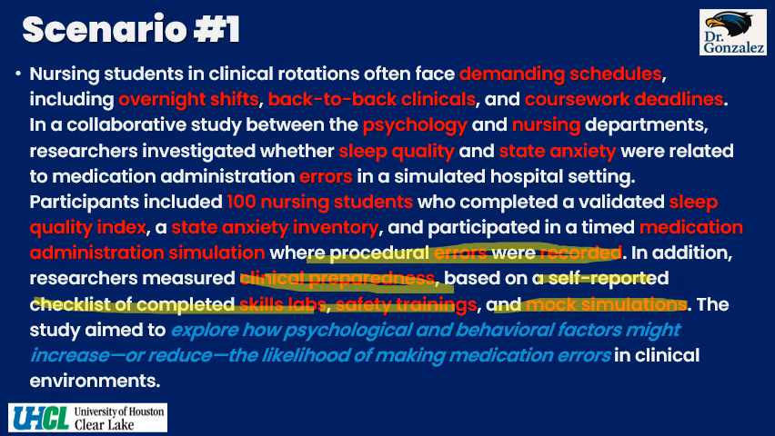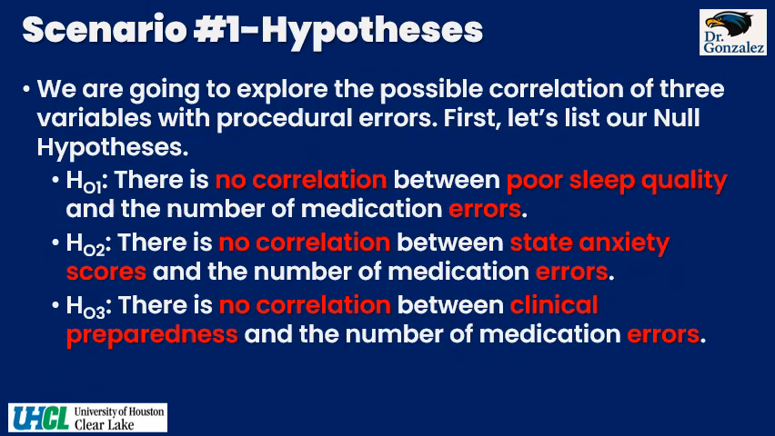Let's talk about our hypotheses first. Remember, the purpose of establishing hypotheses in research methods in psychology is to know what is an effect and what is not an effect, and we're pessimistic. We always assume there is no effect, okay? So in a correlation, we're assuming that there is no correlation between any of our variables. So we're going to list out our three null hypotheses.